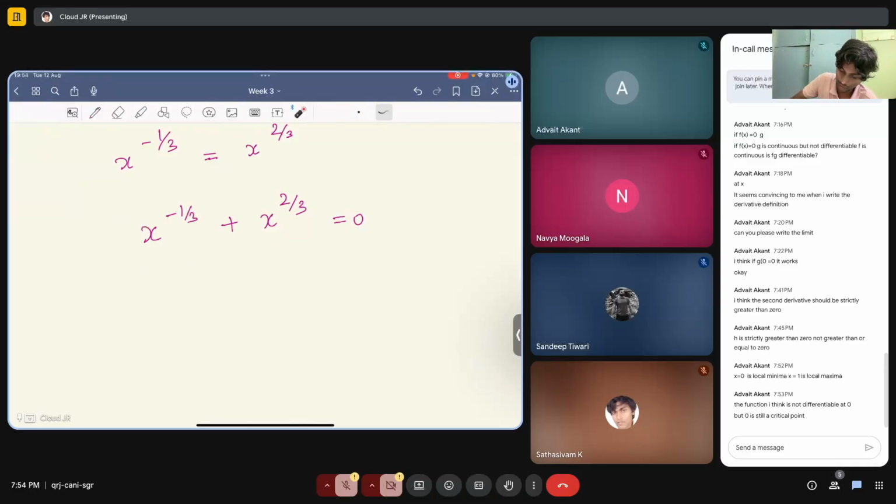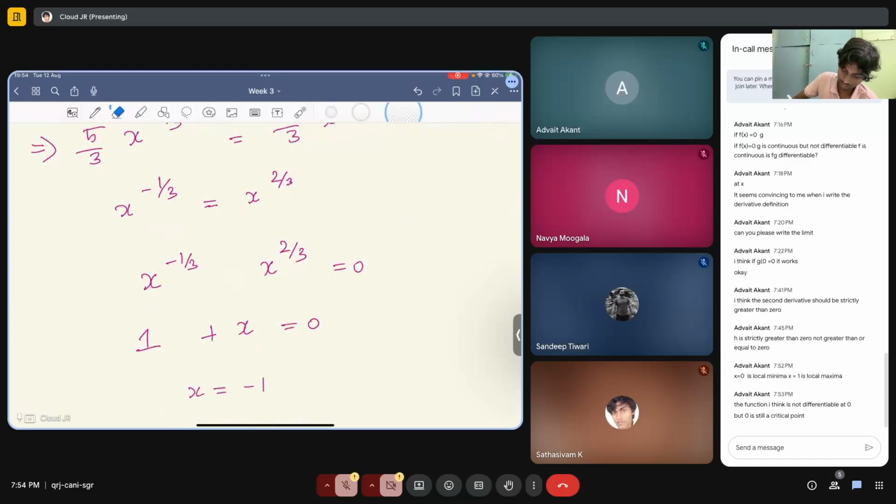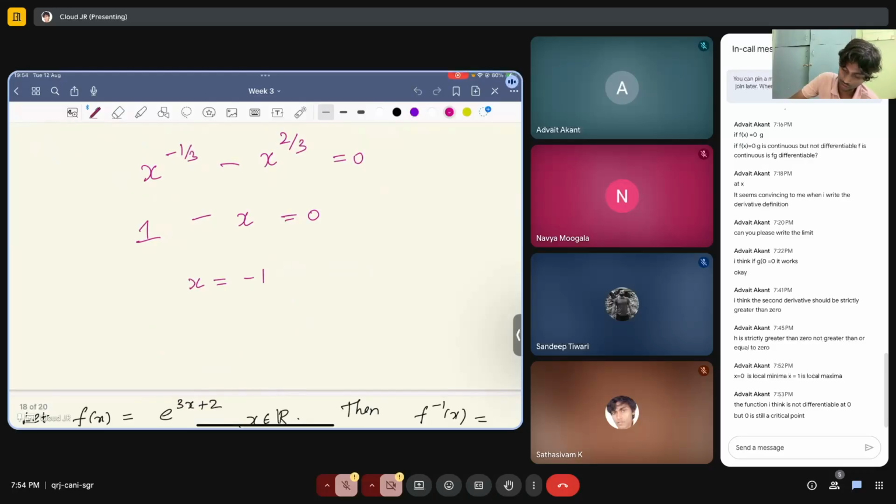So from here, I just multiply the entire thing by x power 1 by 3. If you do that, you will get 1 plus x, since 3 by 3 is 1, which is equal to 0. Okay, so I get x equal to minus 1. Am I right or did I miss something? Yeah, I missed something. This is minus minus, so x is equal to 1. So the critical point is x equal to 1.